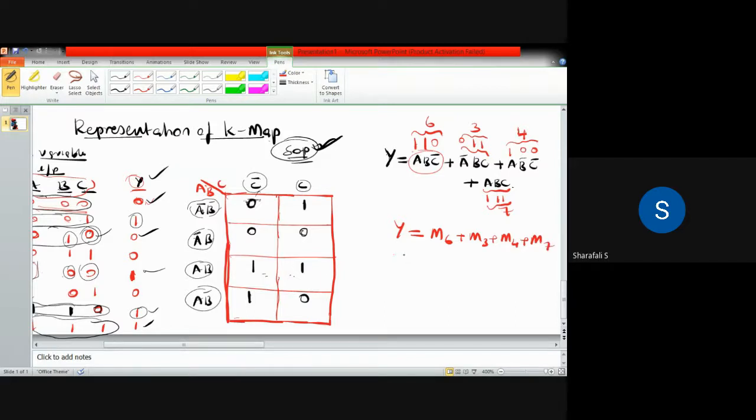In a simpler way, we can represent this as sigma m, the summation of minterms, at the positions 3, 4, 6, 7. So this is how we represent the corresponding output using minterms, in the positions of the K-map. We have 1 in the third cell, 4th cell, 6th cell, and 7th cell. If you represent this output in the three variable K-map, how will we represent that?